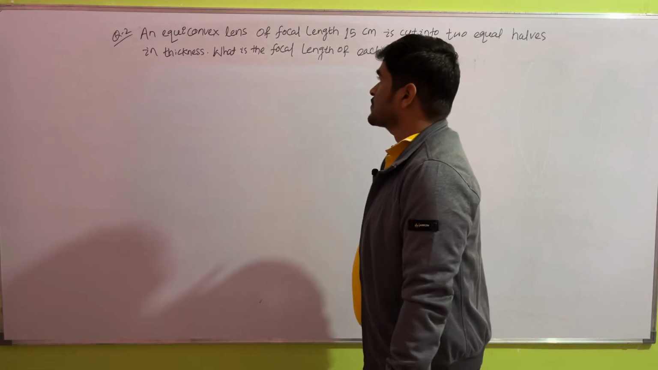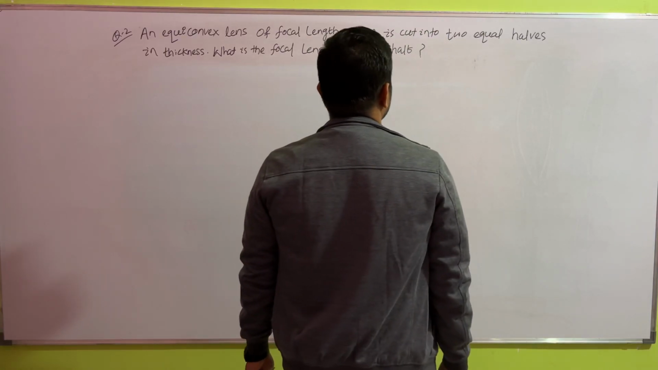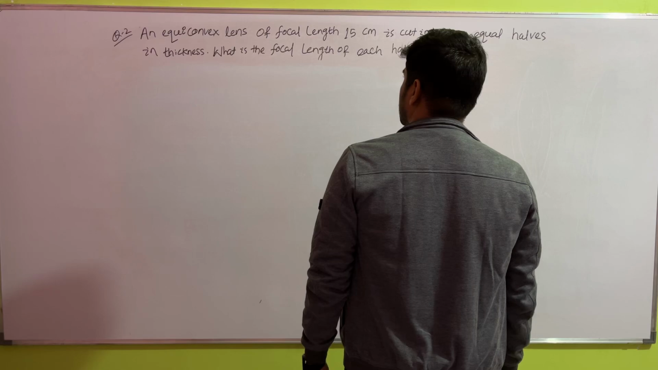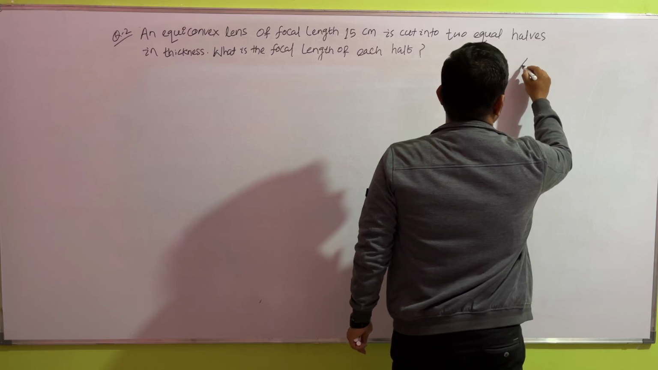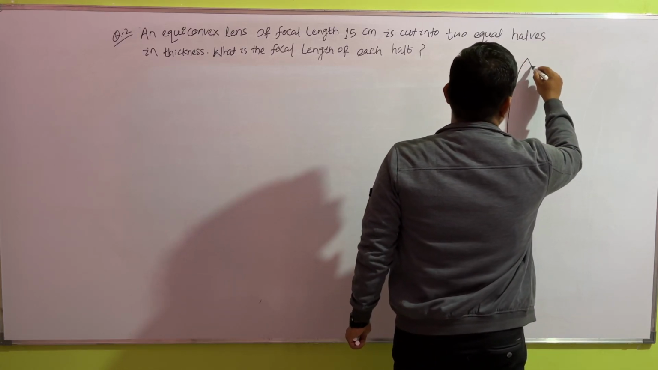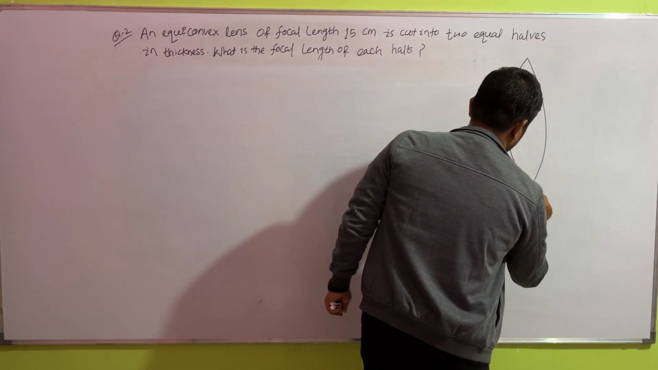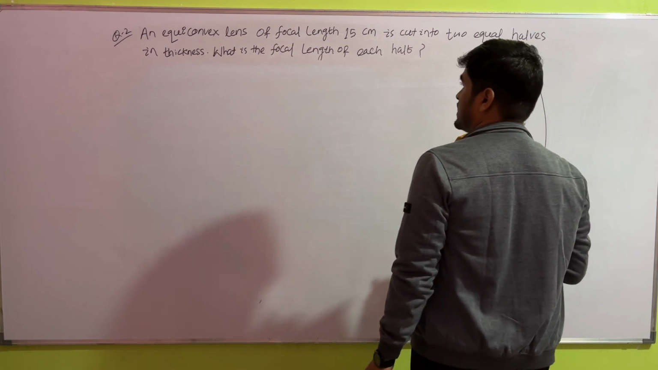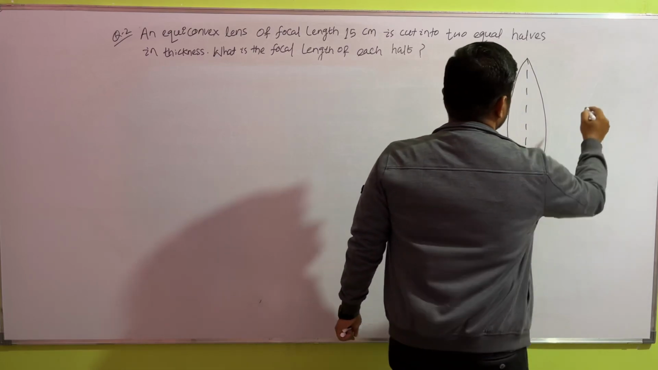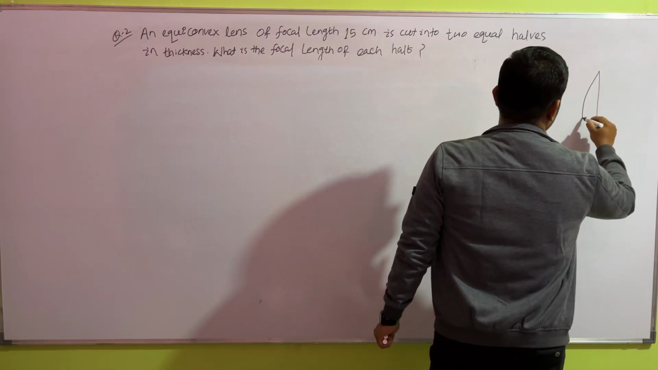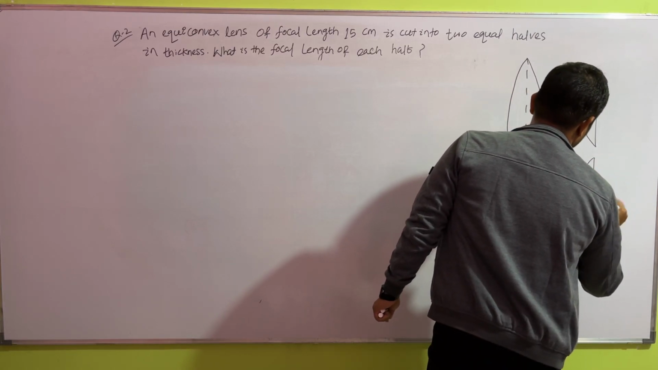Next question. An equiconvex lens of focal length 15 cm is cut into two equal halves in thickness. What is the focal length of each half? So first draw the diagram of the convex lens. This is the convex lens whose focal length is given, 15 cm. Then it is cut into two equal parts. Let this be one part and this be another part.